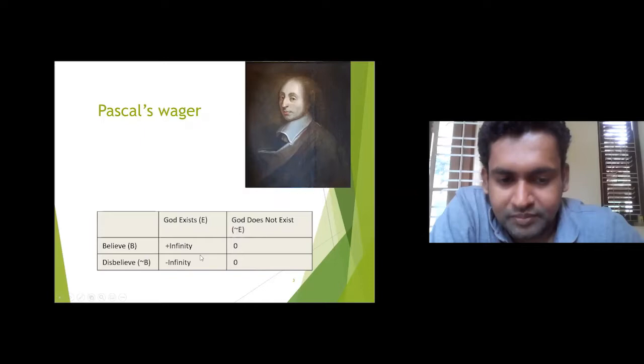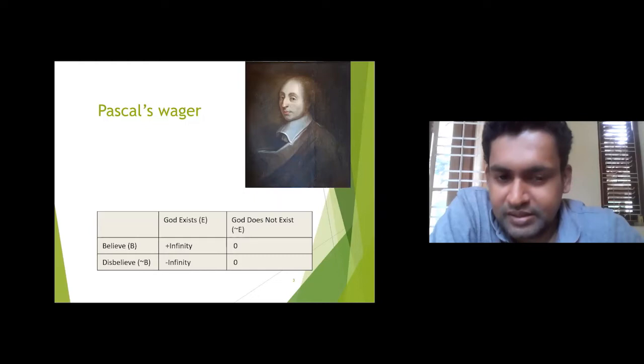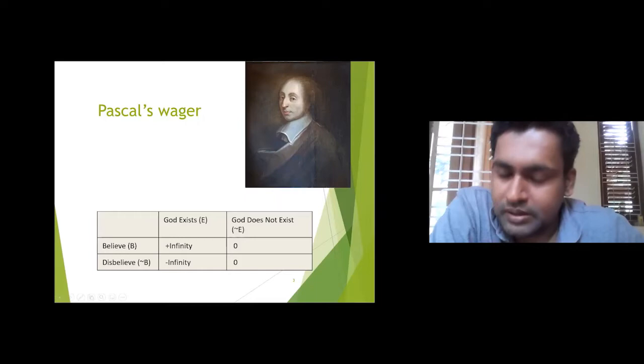Now, if you look at the world in this binary form, that either God exists or God does not exist, some of you may be Buddhist, I guess. If you are following any Abrahamic religion, this would make sense for a Christian, Catholic, or a Muslim, if you follow Islam. But if you are a Buddhist, can anyone think of how this matrix can be changed?